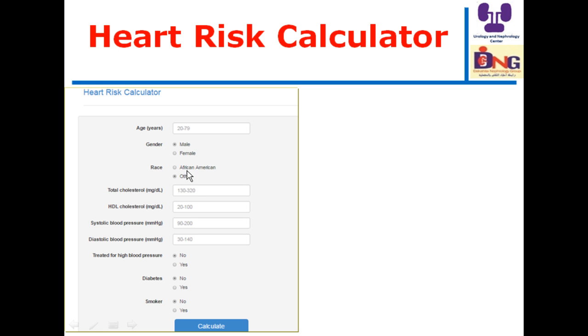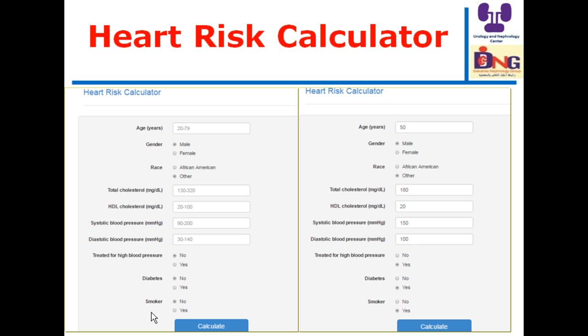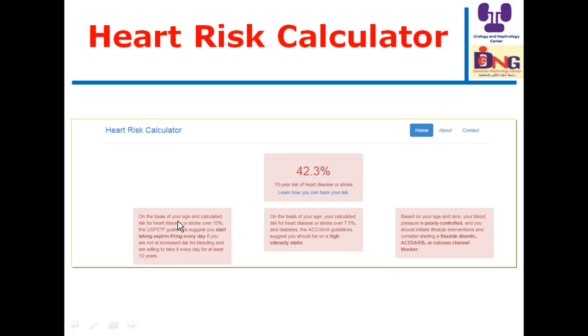the gender, race, write the total cholesterol in milligram per deciliter, high density lipoprotein cholesterol, and then again the blood pressure, systolic blood pressure, diastolic blood pressure, the patient is treated or not for hypertension, then diabetic or not, and smoker or not. Just click and you'll find, if we put these variables like this, the risk for this patient is 42% 10-year risk of heart disease or stroke.